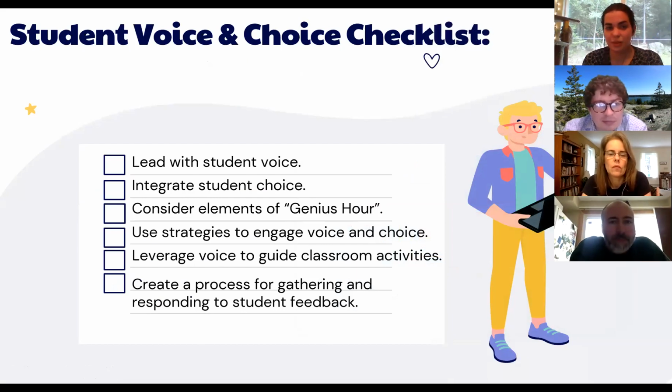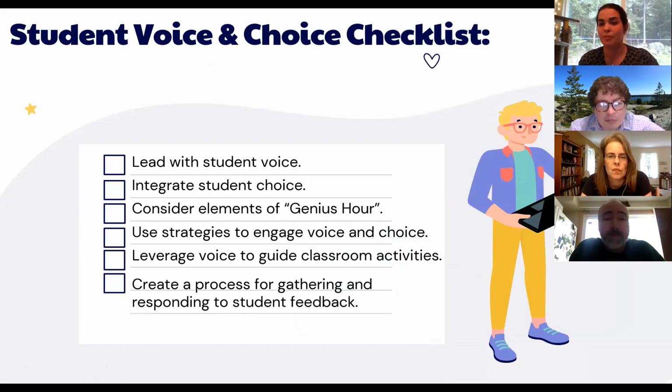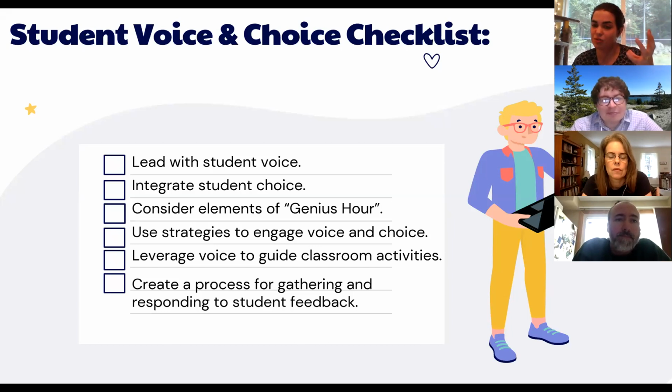So moving into our checklist, you want to lead with student voice, but also integrate student choice. So kind of use that voice to leverage the choice piece so that you're making informed decisions about how you're going to leverage that choice. I think it can be really easy to not want to include too much choice. So trying to use that voice to do it where it makes sense, where it's purposeful and meaningful, can be really a great way to approach that.